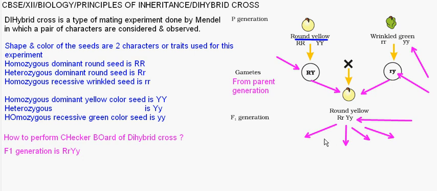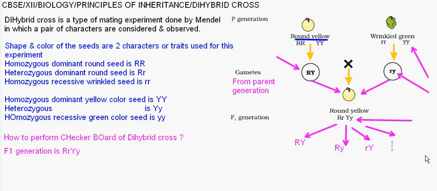So, the next step, it's better to use a checkerboard. What gametes can be found here? The gametes found are capital R, capital Y. It's better to write the dominant traits earlier and the recessive traits later; that again makes it easy. Then capital R, small y, then small r, capital Y, and the fourth one, small r, small y, which is totally recessive. So two sets of these gametes will be found.